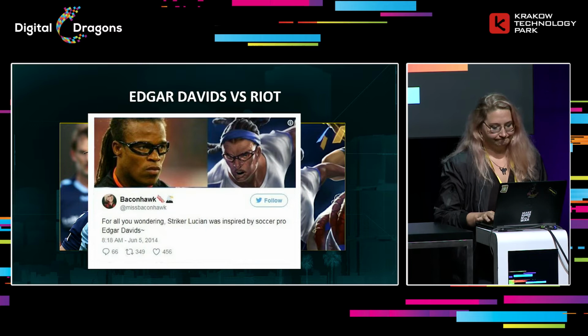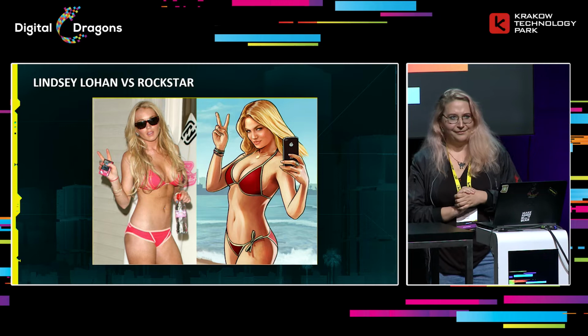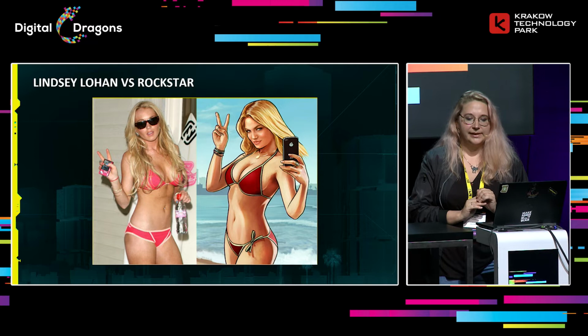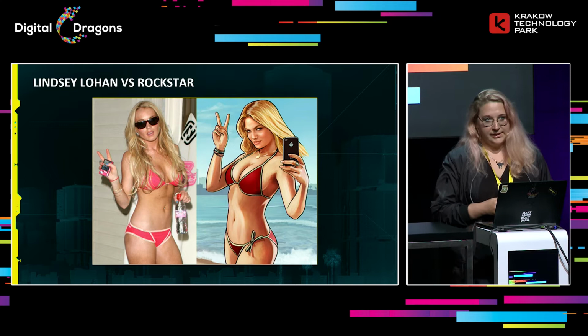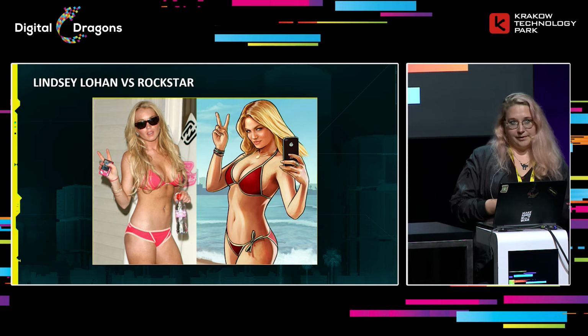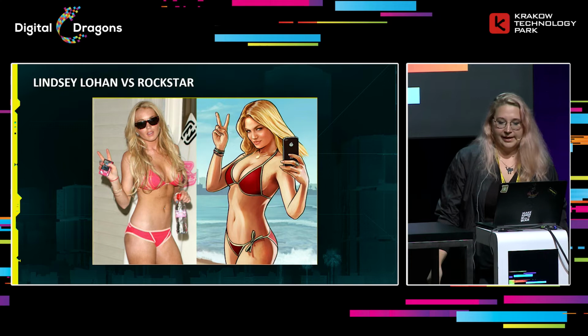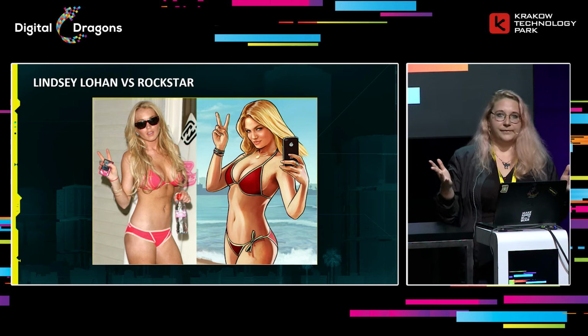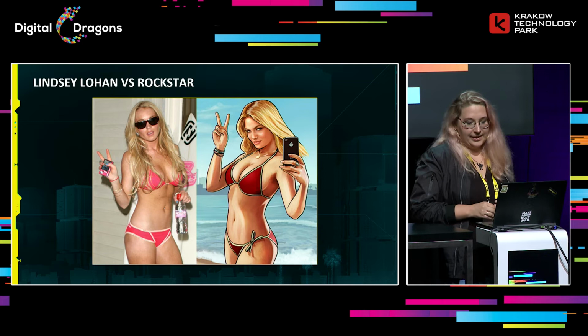And here is a case that you are probably very familiar with. It's a case where Lindsay Lohan decided to sue Rockstar for alleged usage of her image in GTA 5 marketing materials. Lindsay stated that Rockstar used her image and her very iconic V-finger pose unlawfully, and she wanted money for that. But you can see easily that this lawsuit was kind of unfounded, and the court dismissed the lawsuit.